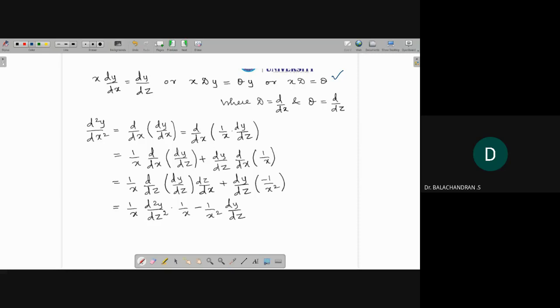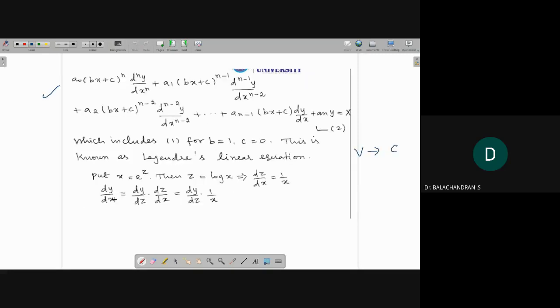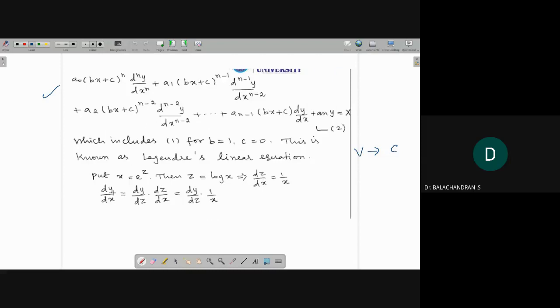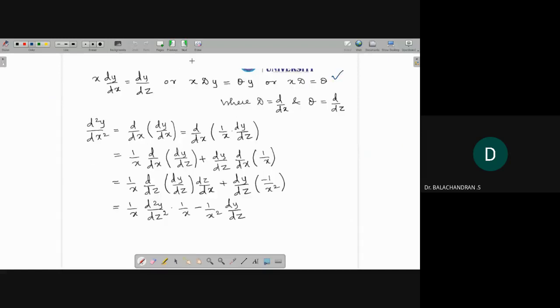Next, here you calculated dy by dx. Similarly, you calculate d square y by dx square. So d square y by dx square, you can write as d by dx of dy by dx. Now, what is dy by dx? Here dy by dx is equal to dy by dz into 1 by x. So instead of dy by dx, I use the previous result, 1 by x into dy by dz.